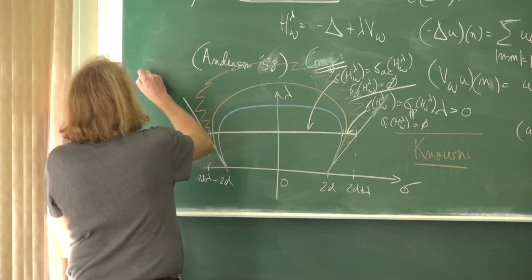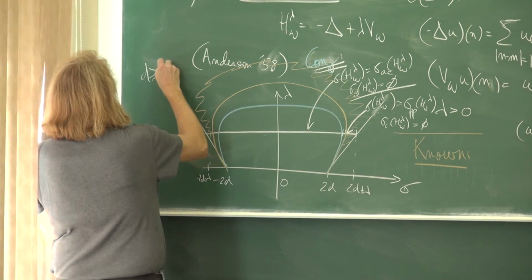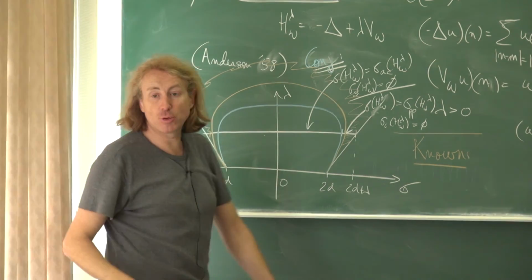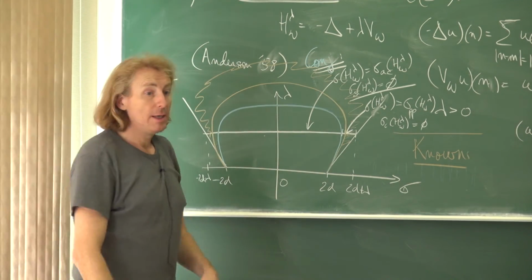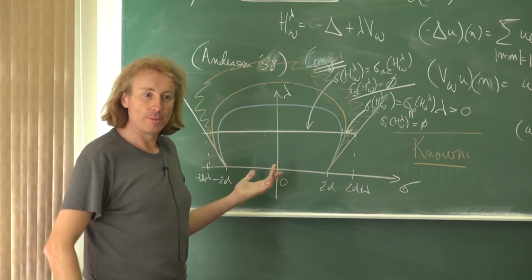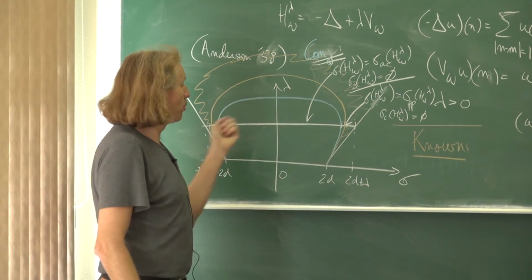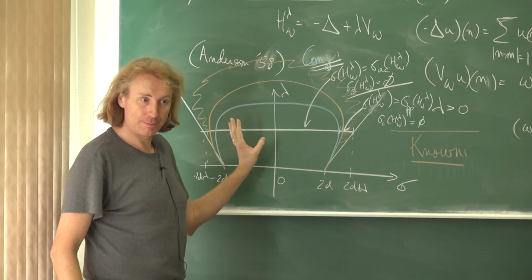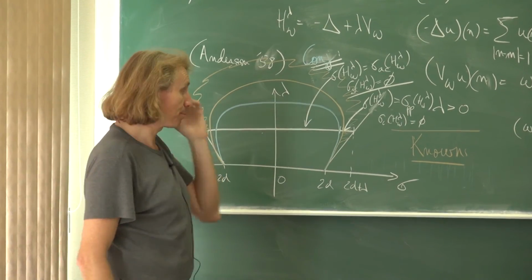One thing I forgot, which is important: this is for dimension larger than or equal to 3. In dimension 1 and 2, the picture is different. In dimension 1, everything is known for this model. It's known that the blue region does not exist. It's known that it's localized everywhere.